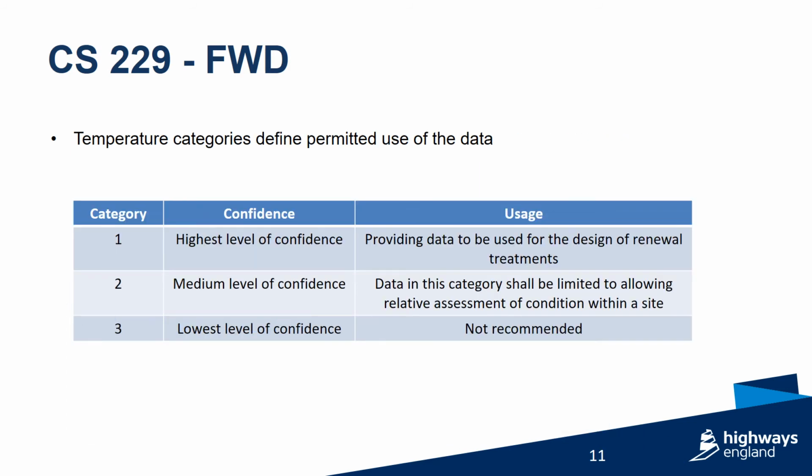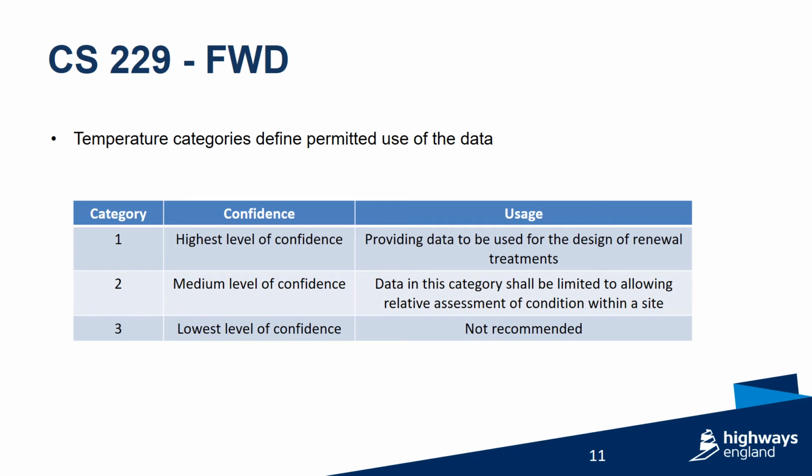To make optimum use of the falling weight deflectometer data in layer stiffness evaluation, a series of 3 categories has been introduced. These define the level of confidence to be given to the data. The table shown sets out the permitted use of the data in each category.